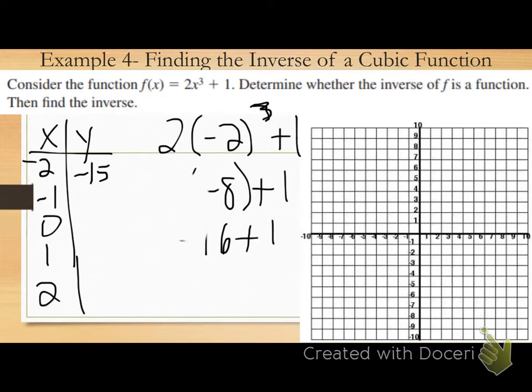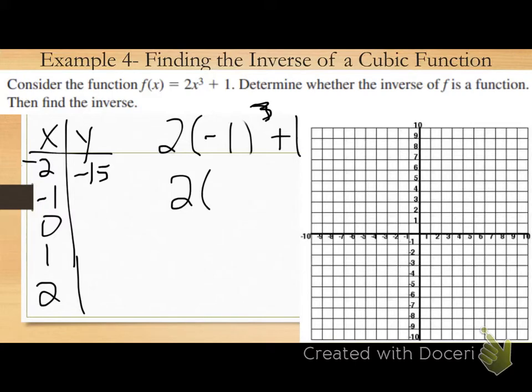All right. Now let's plug in negative 1. What's negative 1 cubed? Negative 1. 2 times negative 1, negative 2, and then negative 2 plus 1, negative 1. If I plug in 0, what's 0 cubed? 0, 0 times 2, 0, 0 plus 1, 1.